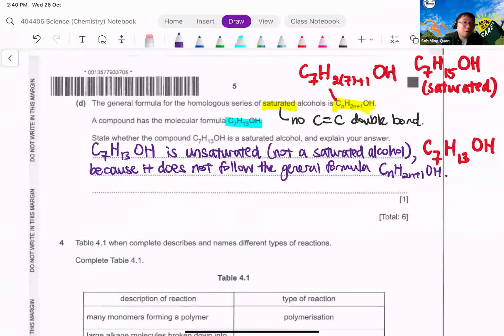Now, even though the answer needed is just this, let's challenge our understanding a bit more. So obviously it's unsaturated, right? It's not saturated means it's unsaturated. Unsaturated means it has a carbon-carbon double bond. How many double bonds do you think this compound C7H13OH has? So think about it. How many double bonds does it have?